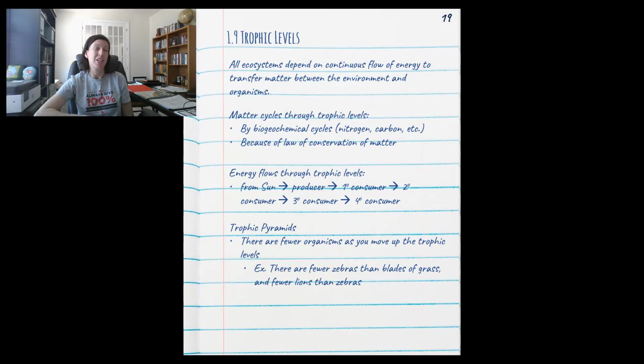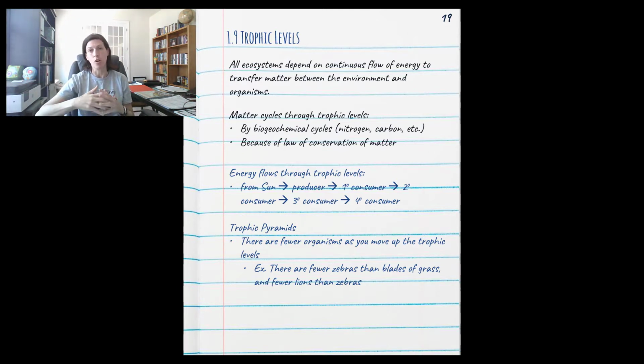Here's what you'll be writing on page 19, and let's take this set by set. First thing is that all ecosystems depend on a continuous flow of energy to transfer matter between the environment and organisms. Matter cycles through trophic levels by the biogeochemical cycles: nitrogen, carbon, water, phosphorus. Those are the big four that you'll be learning about. So matter cycles through trophic levels by these cycles.